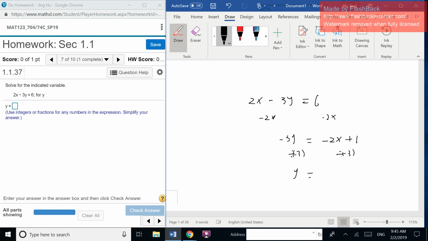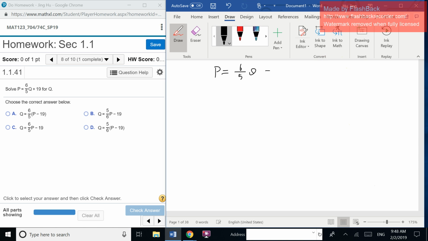Then the left side is just y equals negative, or actually positive, because -2 divided by -3 becomes positive 2/3 x minus 1/3.